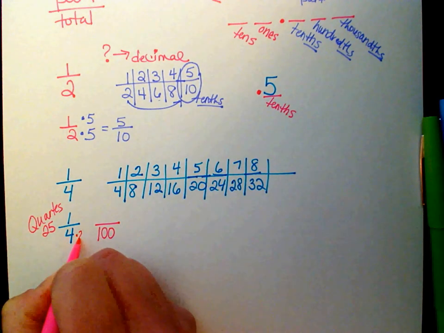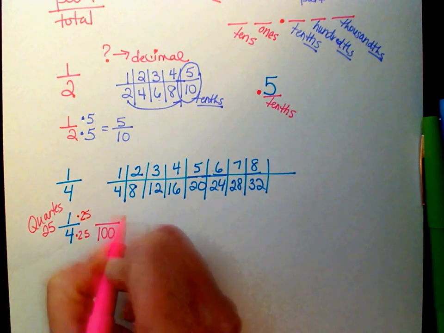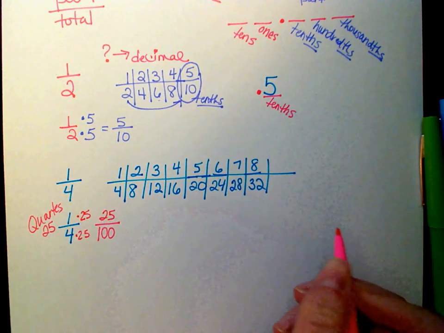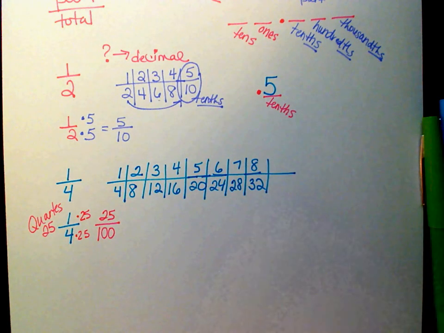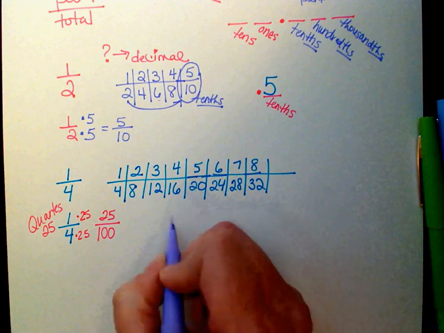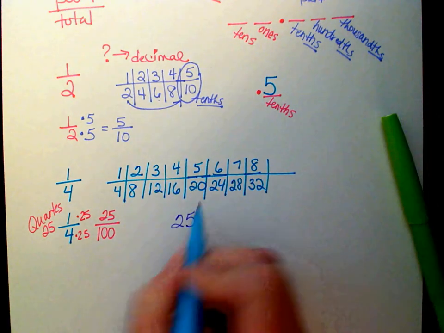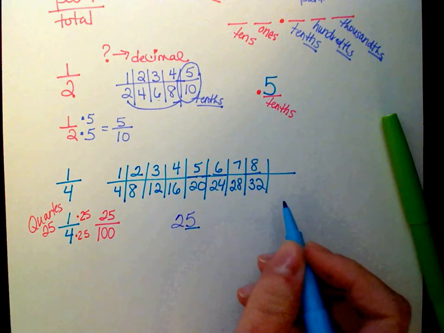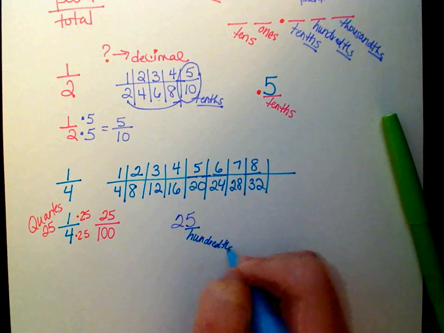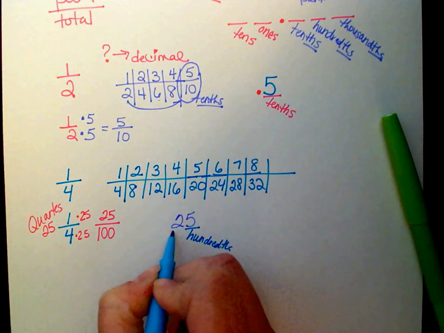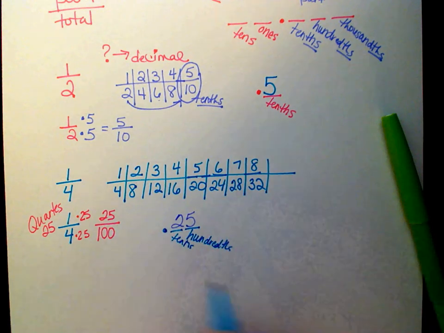And so I just can multiply this times the 25 cents, or the quarter, and that gives me 25 hundredths. How do I make that a decimal? Write your 25. My last digit needs to be in the hundredths place. It needs to match my denominator. Well, I know this is tenths, so my decimal is here.